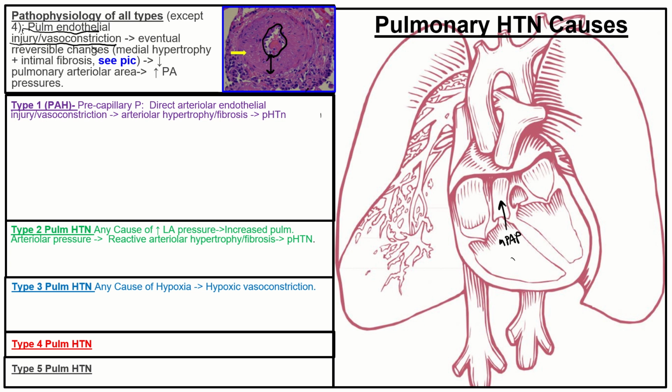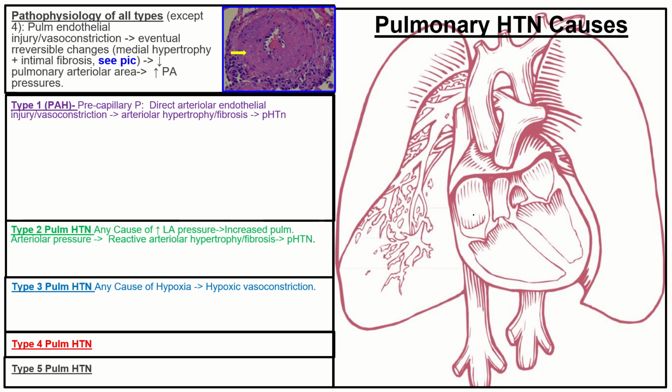All right, so that mean PA pressure for pulmonary hypertension used to be 25, but now they've shown that a mean pulmonary artery pressure greater than 20 increases the risk of mortality. So this is our new diagnosis of pulmonary hypertension: a mean pulmonary artery pressure greater than 20. So the question is, what types of things end up causing pulmonary hypertension?